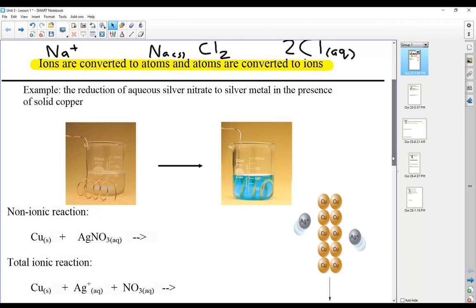The first example we see in this diagram here is the reduction of aqueous silver nitrate to silver metal in the presence of solid copper. What we see in this first image is that we have our aqueous silver nitrate, and we have this roll of copper here. Then we have an arrow. This is showing what's going to happen, what's reacting, and the copper is dispersed into the aqueous silver nitrate. What sort of things do you see occurring in that reaction?